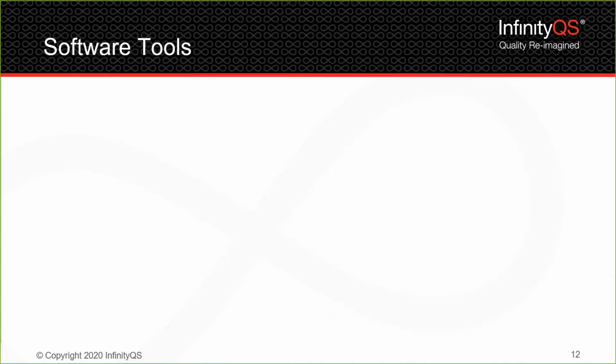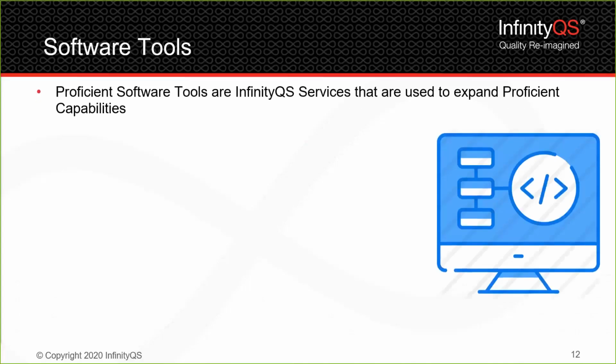Okay, so first thing about software tools. Let's define what software tools are, right? They're just InfinityQS services that are used to expand Proficient capabilities. These are services that we provide. They're added on top of the Proficient SPC software so that you can automate data and do a couple of other things, but this is on top of that. This is not included in just the Proficient. This is separate, but it works in tandem with Proficient. So let's take a look at some of the common examples.